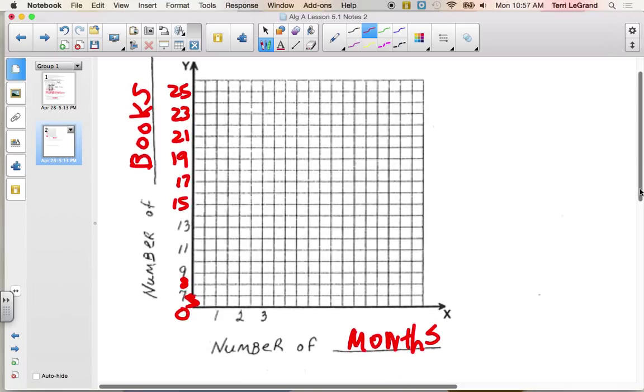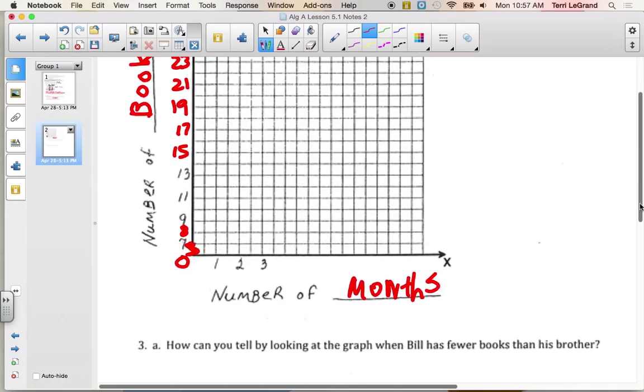Well, what scale is actually being used on the x-axis? Is every grid line representing 1 month? Oh, what's it representing? Half a month. Every grid line is actually a half a month. So we have, this is a half right here, really. Just labeling the whole months.